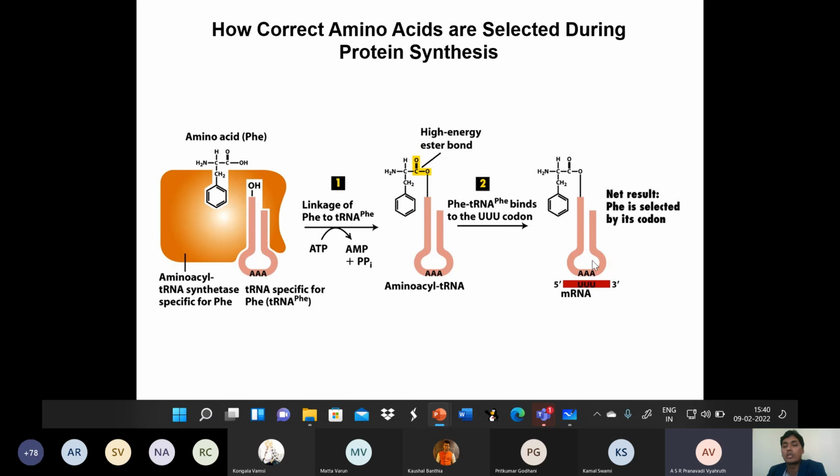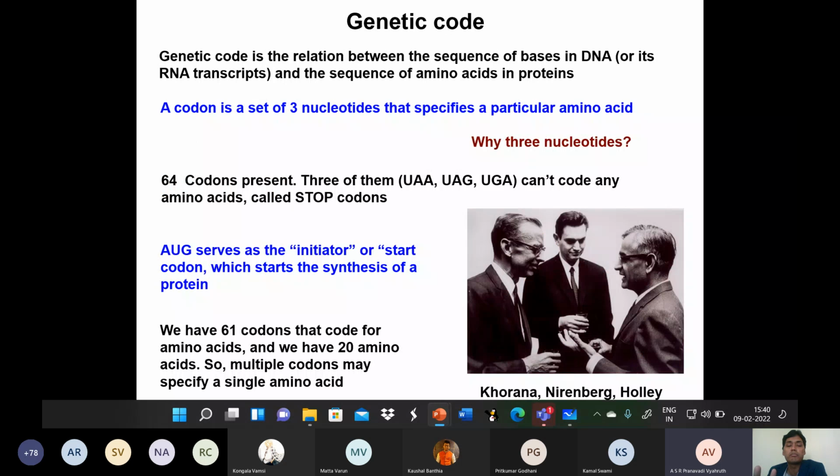And here you can see the codon and anticodon base pairing, whatever I just discussed. If you have U in the codon, then it should be AAA in the tRNA, and that will bring this amino acid. This is phenylalanine, one of the 20 amino acids. And those are some important statements which I already discussed, right?